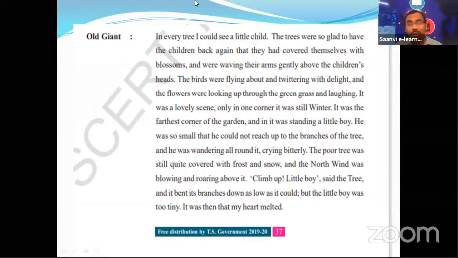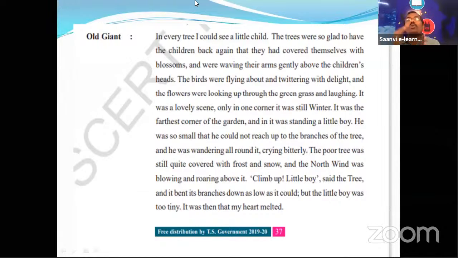Farthest. It was the farthest corner of the garden. What happened there, we will see. And in it was standing a little boy. In the farthest corner, you could see a little boy standing there. Maybe the little boy is unable to climb the tree. That's why he is standing there.